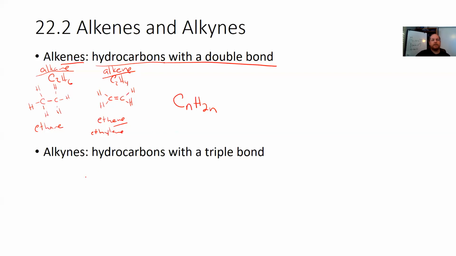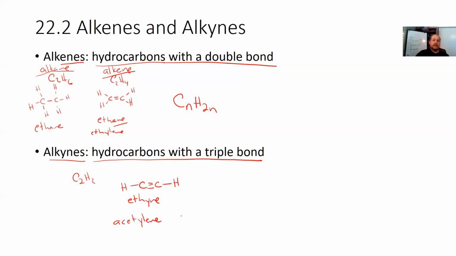If you have alkynes, we're going to switch the ending to yne, and they're going to have a triple bond. So if the alkane is C2H6, and the alkene is C2H4, the alkyne will be C2H2. It'll be C triple bond C with the hydrogens bonded to it. This particular molecule would be ethyne, but it does have a common name of acetylene.